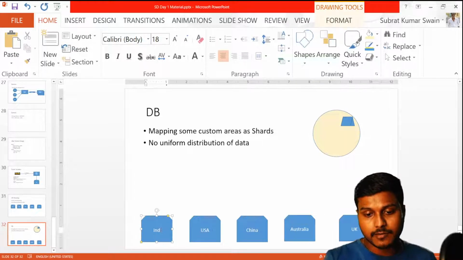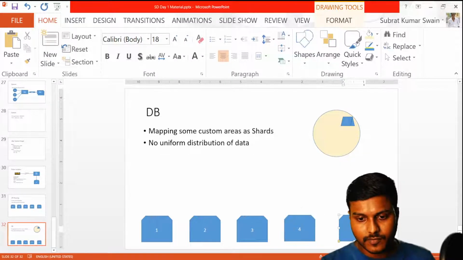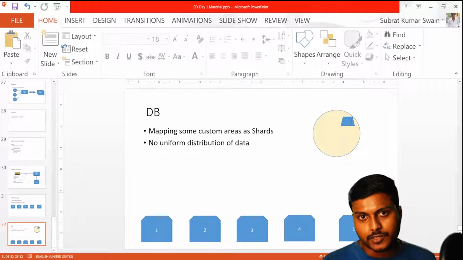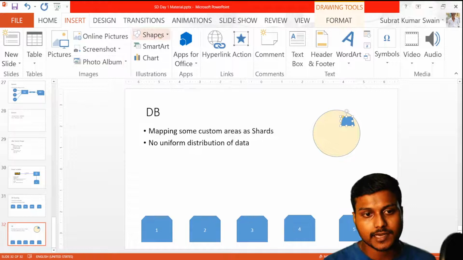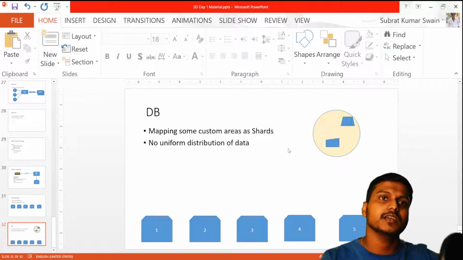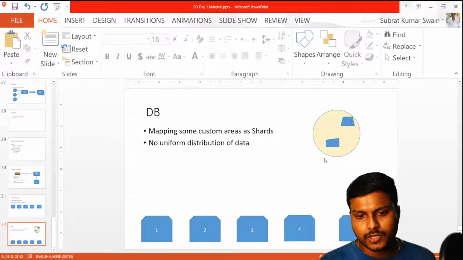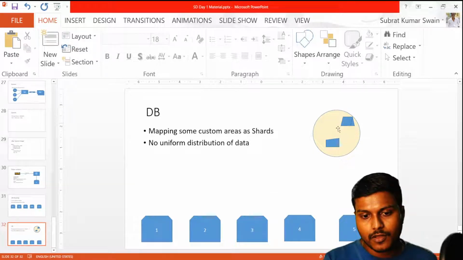So now there is no country based sharding. Maybe this is shard number 1, this is shard number 2, this is shard number 3, this is shard number 4, and this is shard number 5. There would be some service which would map these custom locations to the respective shard. So each shard would represent an area here. The size of the custom area would be different. It may be as large as a country, or as small as a city. So there should be some service which would map this custom area to this shard.